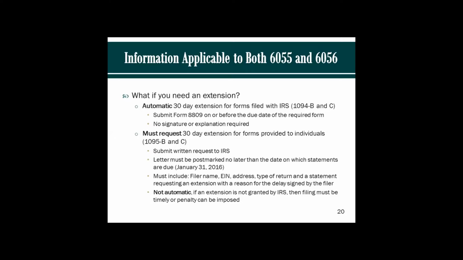You include your name, your EIN, address, the type of return, and a statement requesting an extension and the reason for the delay. So again, this is where you need to be really cautious, because we don't know how the IRS is going to treat these extensions. If you send in a request and say, geez, we had personnel changes and we forgot to do these forms, they may not give you that extension. And again, we keep stressing, it's not automatic.